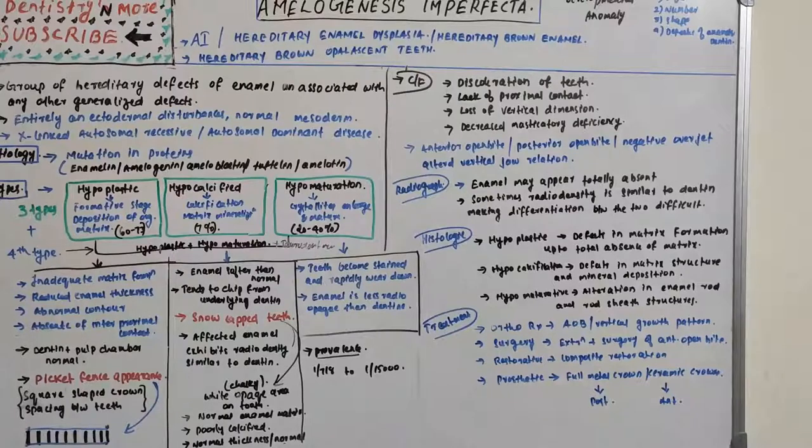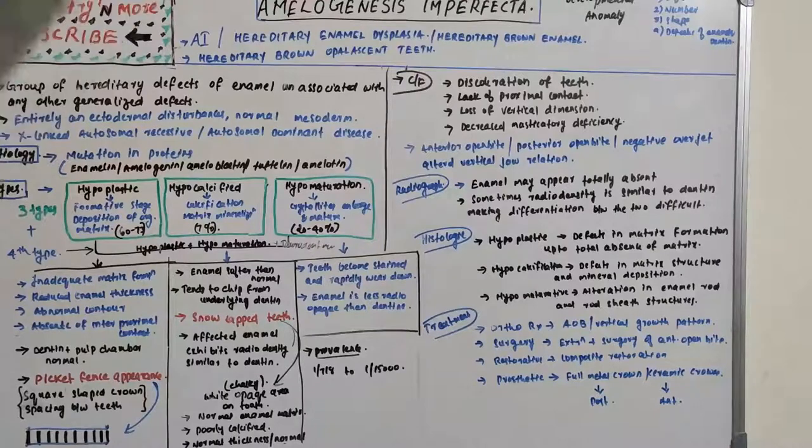So in radiographs, we have already seen the picket fence appearance in hypoplastic. Usually enamel sometimes may appear completely lost or completely absent in radiographs. Sometimes radiodensity is similar to dentin, making differentiation between enamel and dentin very difficult. Because usually in radiographs, the enamel has high mineralization content, around 96%, compared to dentin.